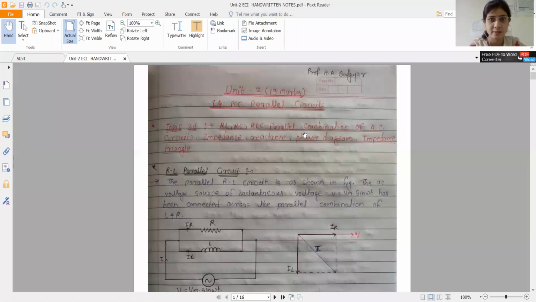We start today's lecture, second unit, that is single phase AC parallel circuit. In the previous unit, the first unit, we studied the single phase AC series circuit. In that unit, we studied RL series, RC series, RLC series, as well as resonance circuit and numericals on that.